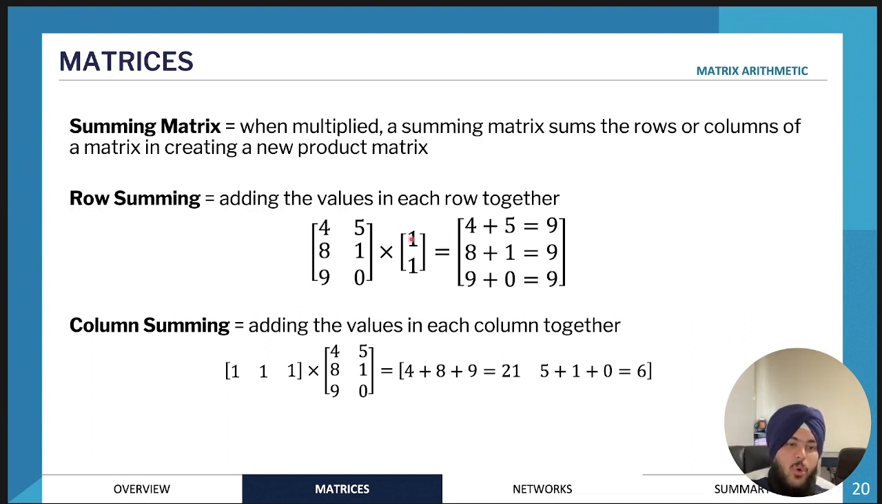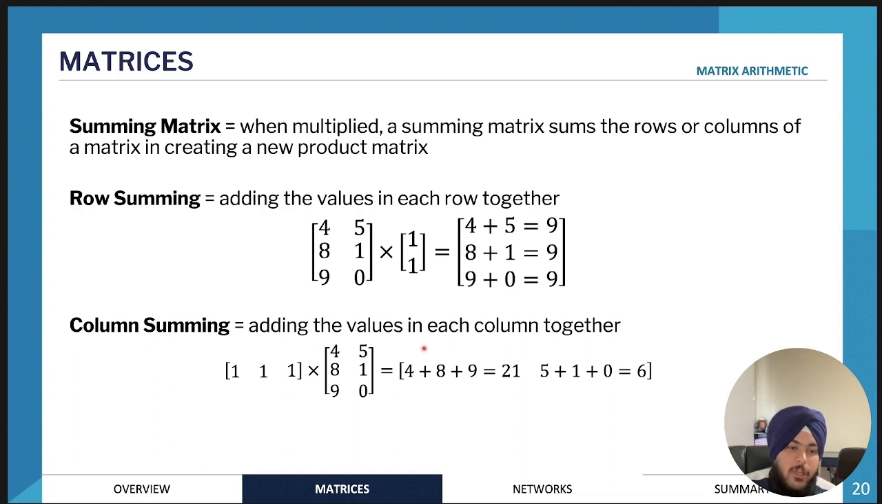And the specific order of where you place this matrix is really important. So you can't do 1, 1 times by this matrix. If you're using a row summing matrix, you'll need to put it after the matrix that you want to sum up the rows for. So you do the row summing matrix and then multiply by the column matrix. So the order is really important.